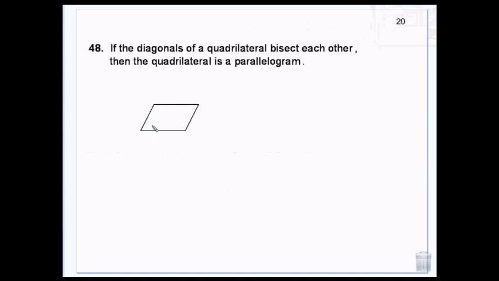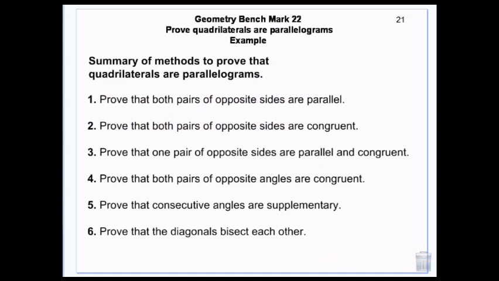Bisect each other. So if the diagonals of a quadrilateral bisect each other, so if you draw diagonals and you get a situation where this length is equal to that length and this length is equal to this length, then you have a parallelogram. Record that. So if you can do any one of these 6 things, then you've proven it's a parallelogram.